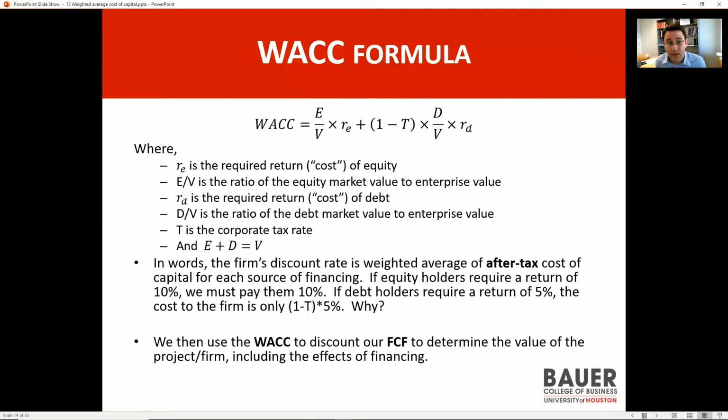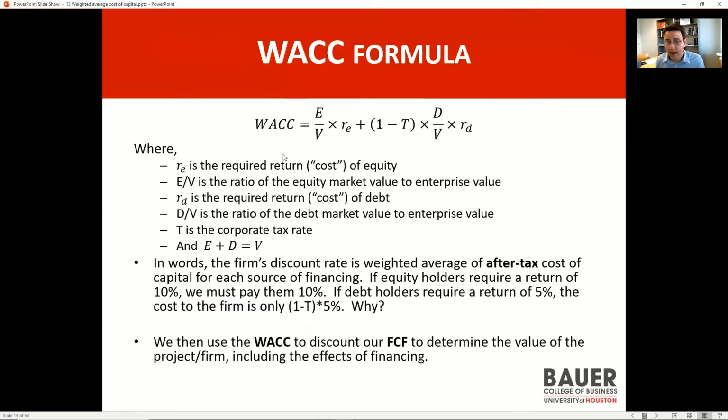We talked about the tax shields already. We said that when you pay the bank $1 in interest, it gives you a $1 tax break. So this WACC is picking up the after-tax cost of capital. If the equity holders need 10% given the risk, we have to pay them the full 10%. There's no getting around that. But if the debt holders require a 5% return, then it only costs the firm (1 minus T) times 5%, because you're getting those tax shields.